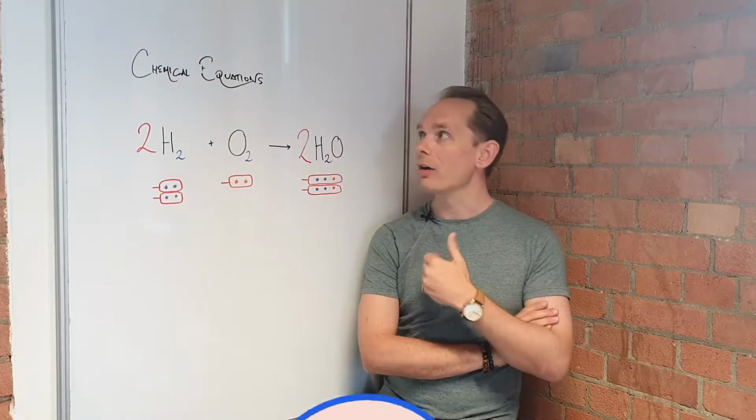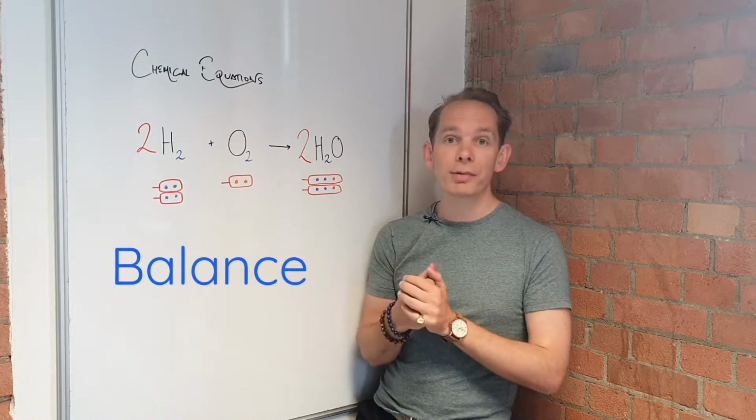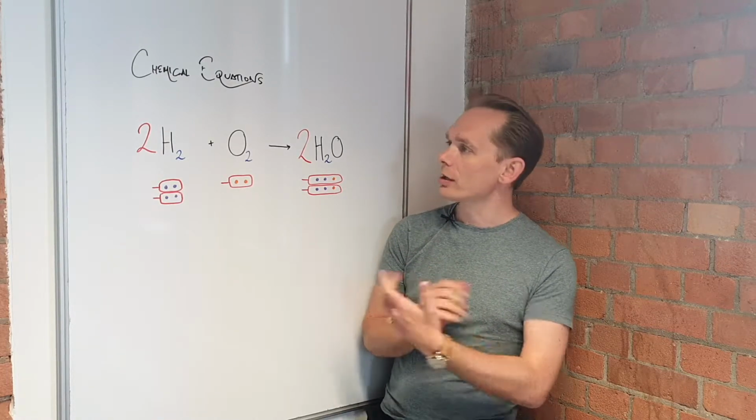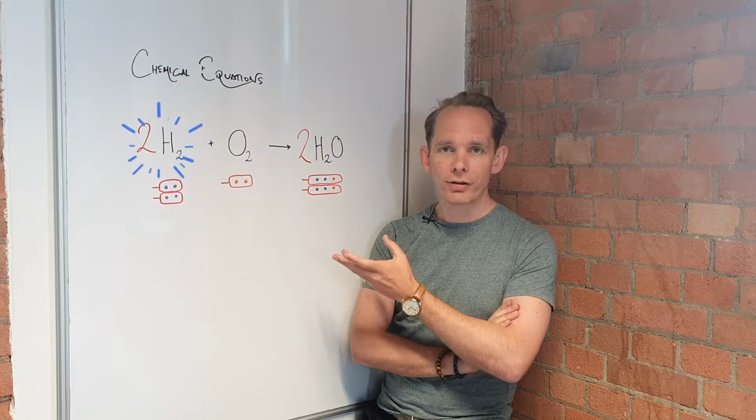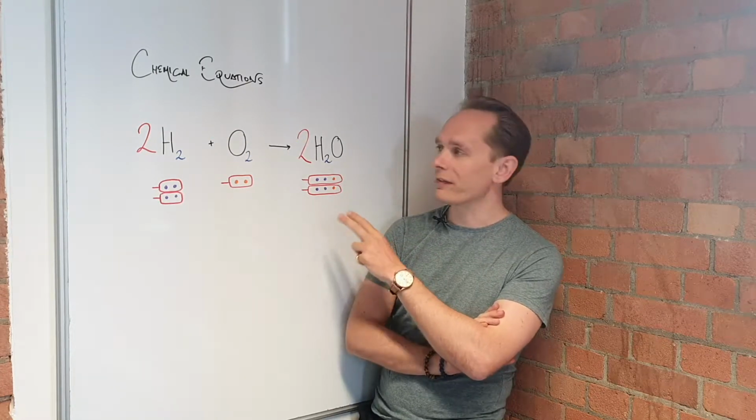A very quick video about chemical equations and the way we use numbers to balance them and represent what's going on in a reaction. So the reaction I've got here is a very simple one, hydrogen with oxygen making water. But I've used different colours for the different kinds of numbers.